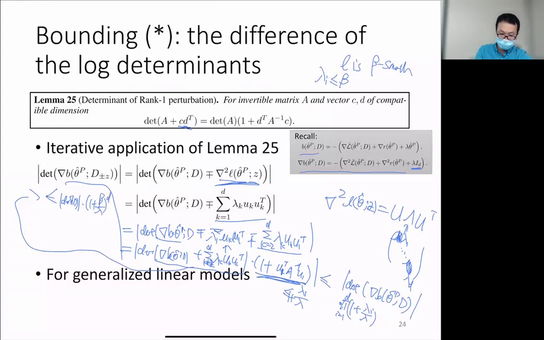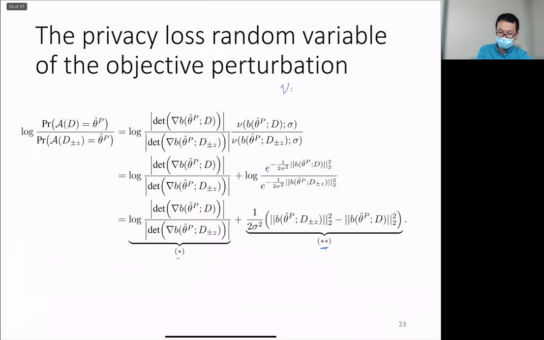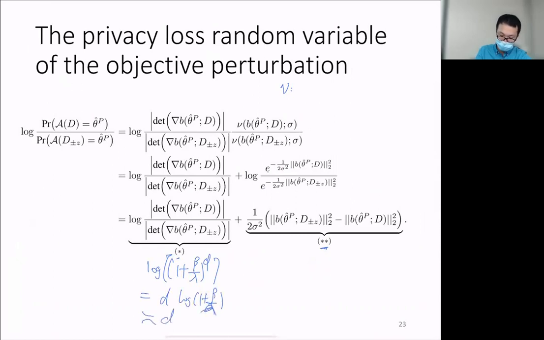Okay, so substitute into the previous term, and the determinant of the matrix under D got canceled, and we are left with log of 1 plus beta over lambda to the power of D. That gives me D times log of 1 plus beta over lambda. This is roughly, when lambda is large and beta is small, on the order of D beta over lambda.